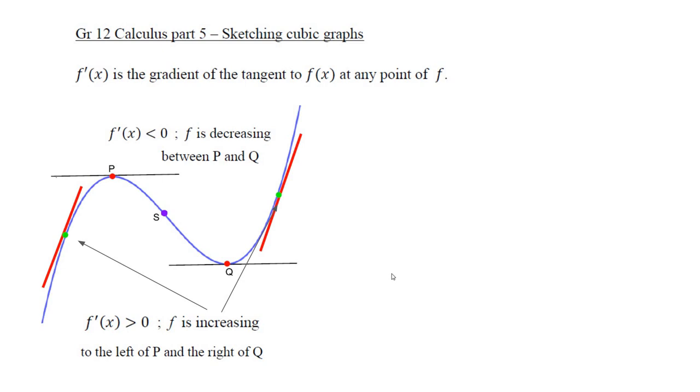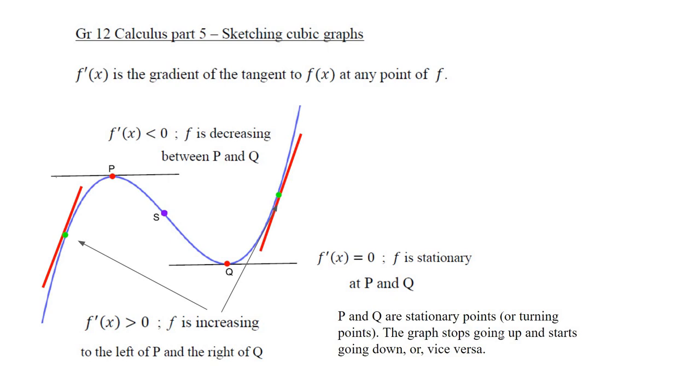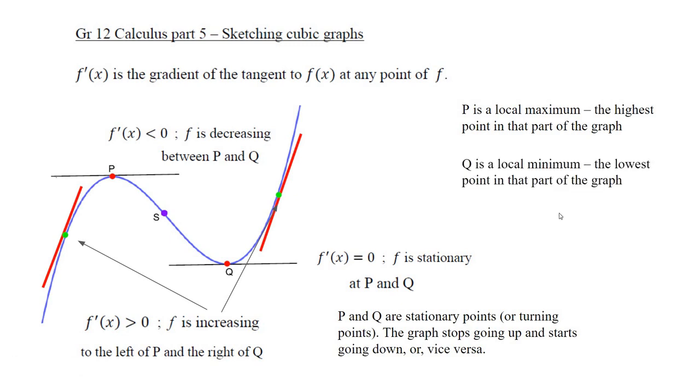The next thing that's important to know about is where it equals 0. If f prime of x equals 0, that means it's right at the top or the bottom. We call this a local maximum, and this is a local minimum. If you make f prime of x equal 0 and solve, you'll find the x values of something called the stationary points or the turning points. The graph stops going up and starts going down. That's what happens at P and Q, or vice versa. It starts going down and starts going up like that. P is called a local maximum, even though it's a bit bigger up here, and Q is a local minimum, the lowest point in that part of the graph.